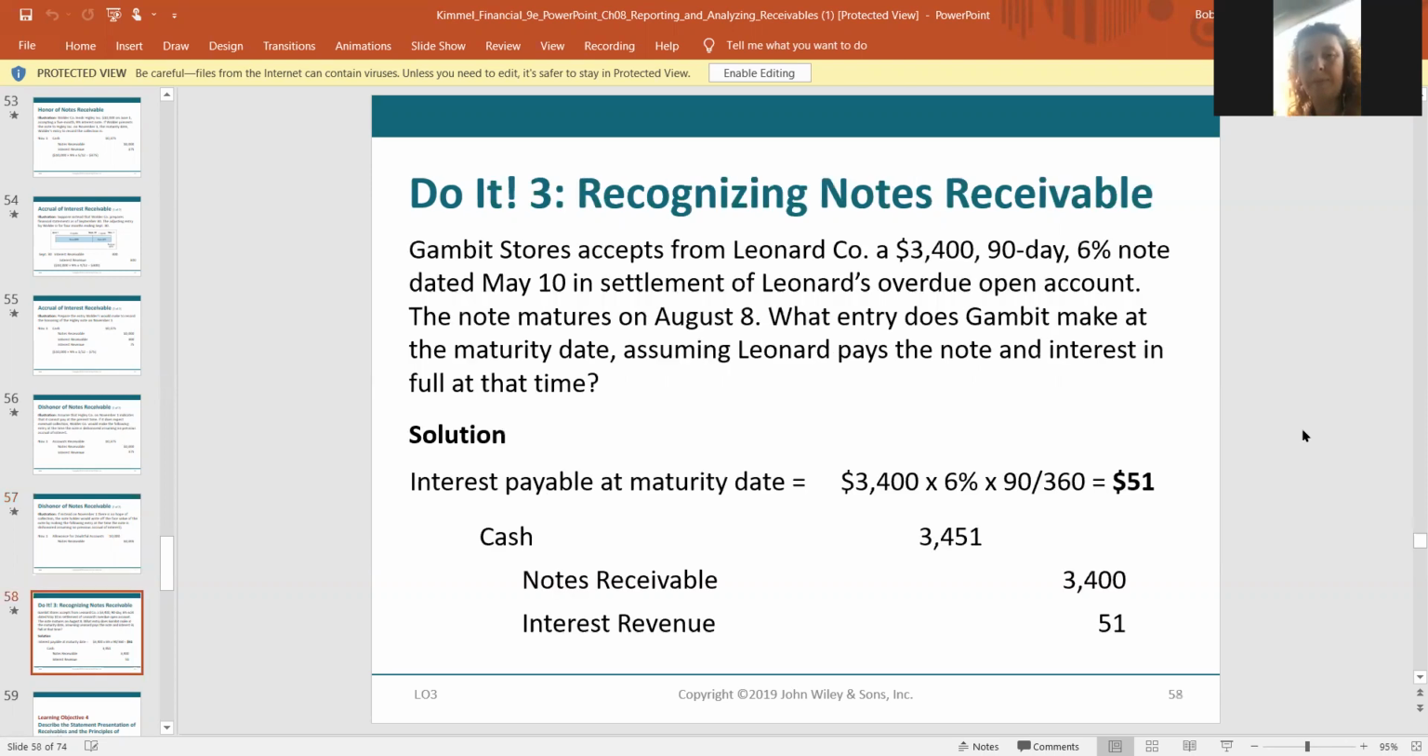So, recognizing notes receivable. We accepted from Leonard Company a $3,400 90-day 6% note. The note matures on August 8th. What is the entry the company is going to make on August 8th when they hopefully get paid? They're going to credit notes receivable because that's the amount they loaned. They're going to calculate the interest, 3,400 times 6% times 90 days, $51, and debit cash. Not too tough on that, huh, Susie?